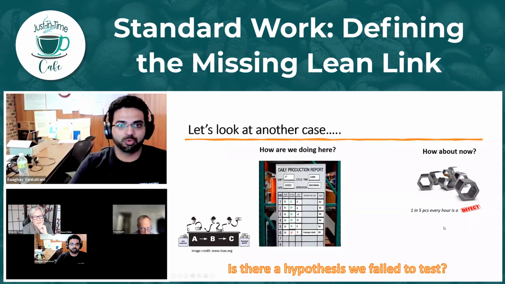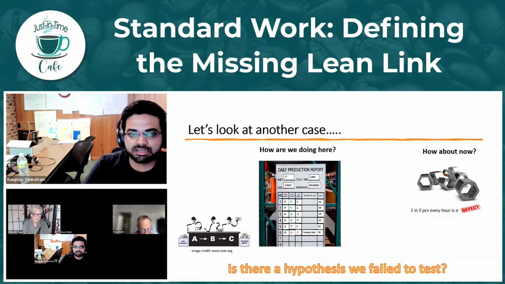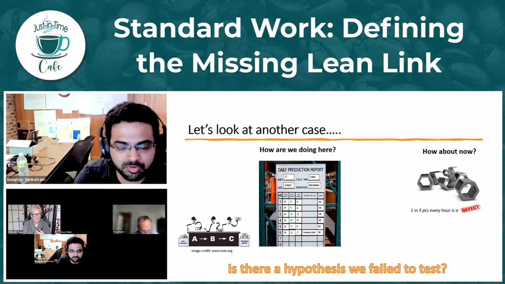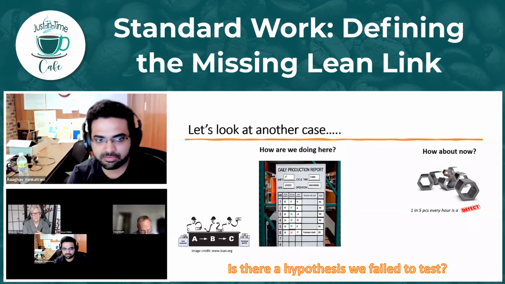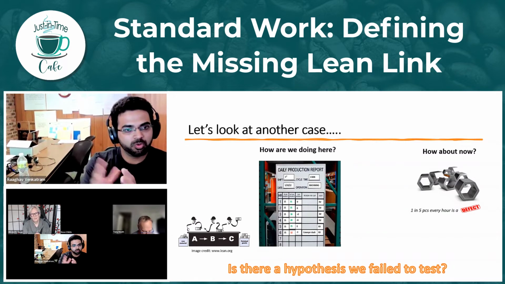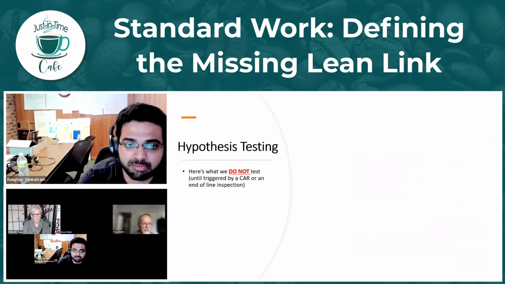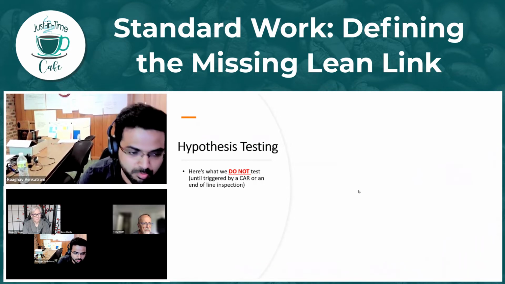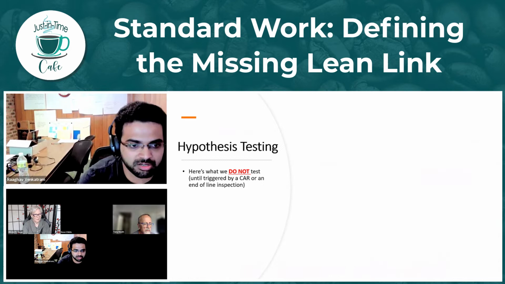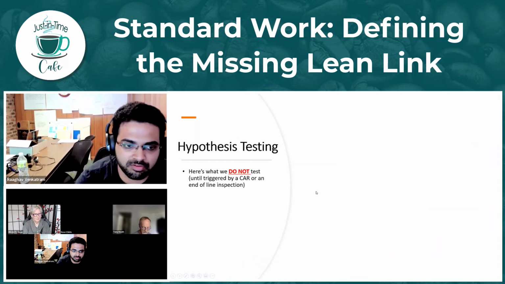So is there a hypothesis we failed to test? What did we fail to test here in this case? Quality? Okay. So there's defects, so obviously quality was missed. But if you were to put this in terms of a hypothesis, what did we fail to test? This is the hypothesis we do not test most times until triggered by a corrective action request or an end-of-line inspection. Then they find out, oh my God, there's a lot of defects here. Until that happens, we never ever test this hypothesis.